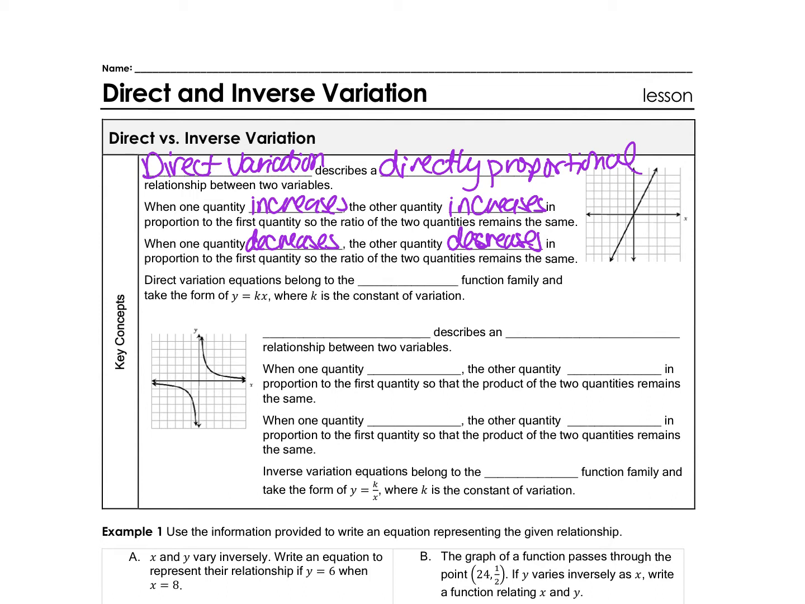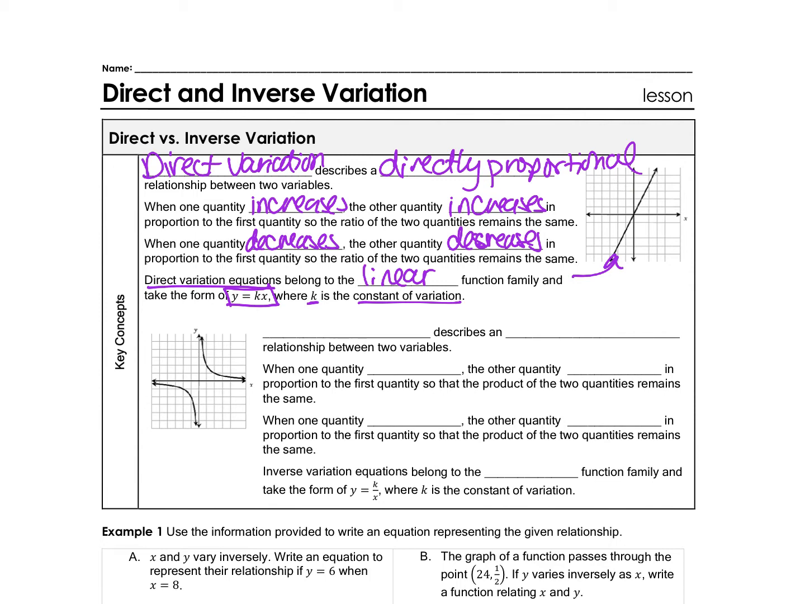Okay, so the direct variation equations belong to linear. So again, if one's increasing, the other one's increasing, and then also decreasing. So if you look over here, that's what it looks like on a graph. So the form of direct variation is y equals k times x. K is going to be your constant of variation. So we're going to be using that when we're looking at direct variations.